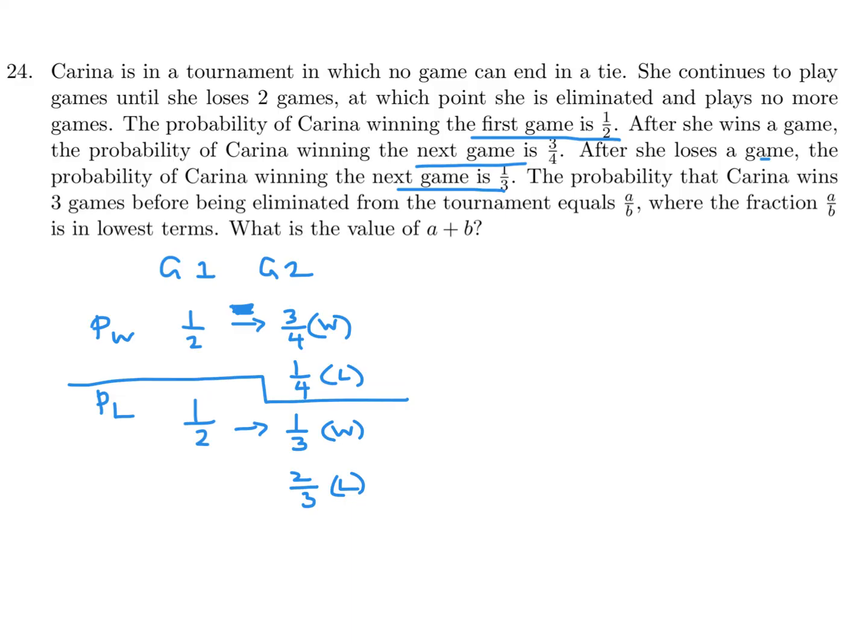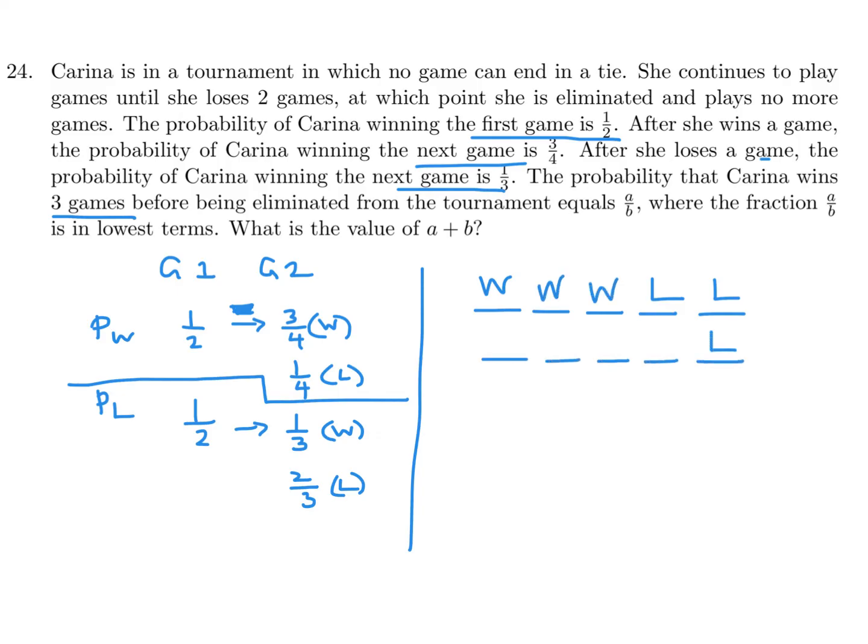Okay, great. So now that we have that, we have to figure this out. The probability that Karina wins 3 games before being eliminated. Okay, so she's eliminated if she loses 2. So the 2 losses could come at the very end. So they could be like this. Or the second loss has to be the 5th game. Let me think about that. Yeah, because that's the only way you could have 3 wins and 2 losses, according to the rules of the question.